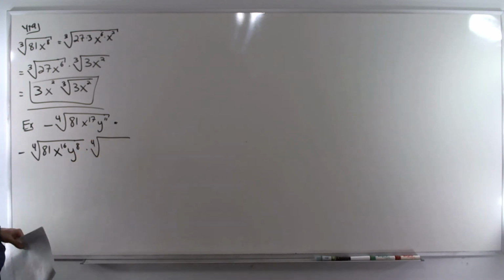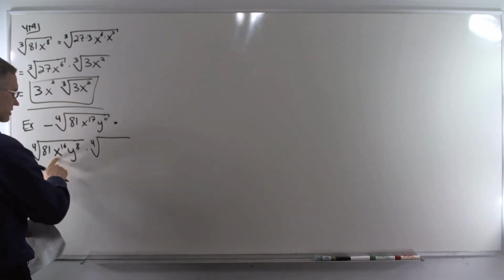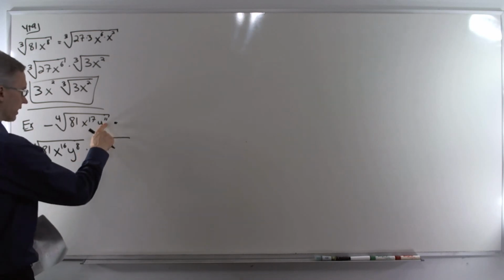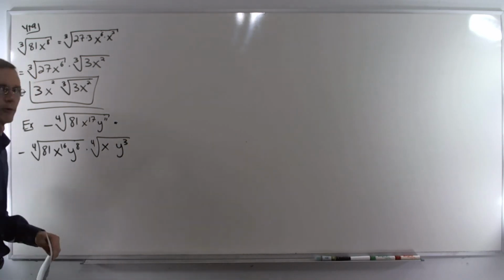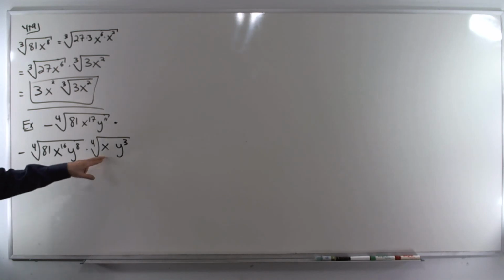Second radical contains all of the leftovers. So we have 16 of the 17 x's here, leaving 1 over here. And we have 8 of the 11 y's in this one, so we'll need 3 y's left over in that one. Alright, so this one's done. Both of the exponents are less than the index, so that one's fine.